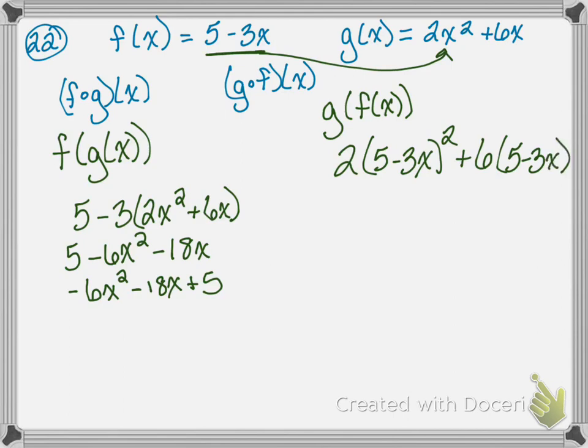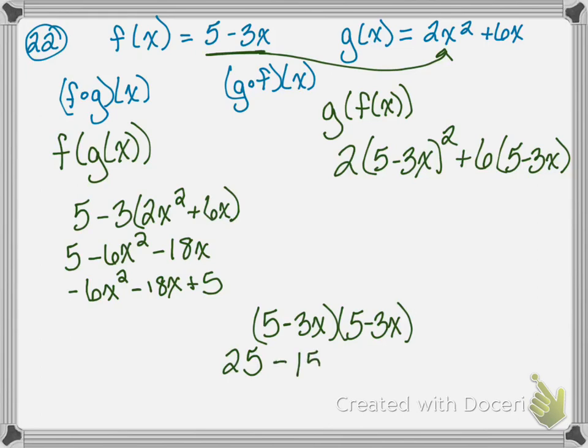Okay? And what we need to do now is take our 5 minus 3x, and I'm going to do it down here off to the side. I need to do 5 minus 3x times 5 minus 3x, and I'm going to FOIL that. 5 times 5 is 25. 5 times negative 3x is negative 15x. Negative 3x times 5 is negative 15x. Negative 3x times negative 3x is plus 9x squared.